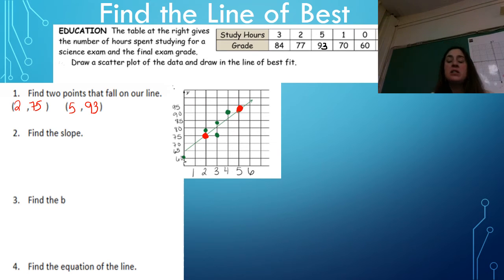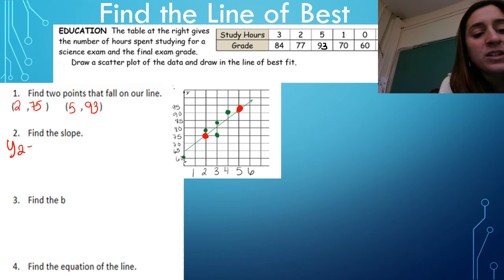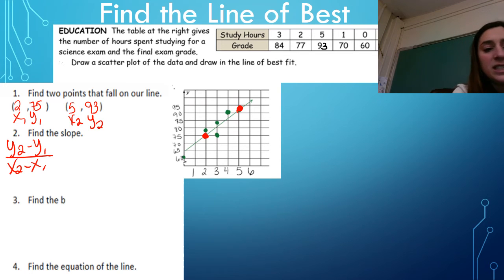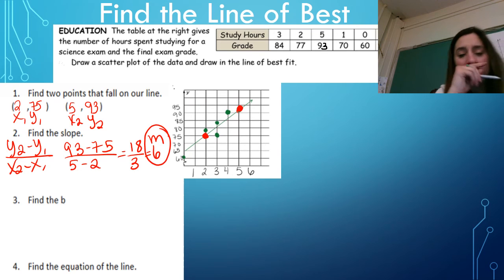Now that I have my 2 points, I'm going to use my slope formula, which we all know already as y2 minus y1 over x2 minus x1. This is x1, this is y1, this is x2, this is y2. Great, so now I just need to substitute. 93 minus 75 over 5 minus 2, which gets me 18 over 3, which reduces to 6. And as you all know, this is my m value. This is my slope.